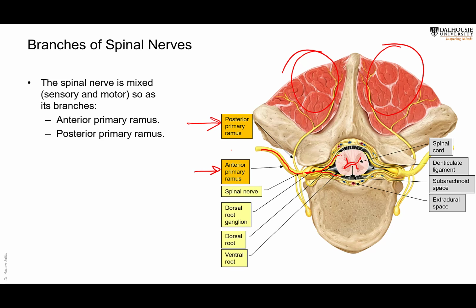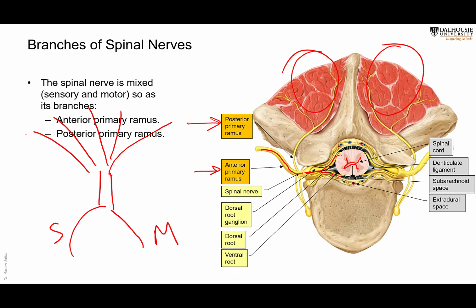Again, I want to emphasize this point. The roots of the nerve are either motor or sensory, but when they form the nerve, it is mixed, and so the branches of the nerve are also mixed.